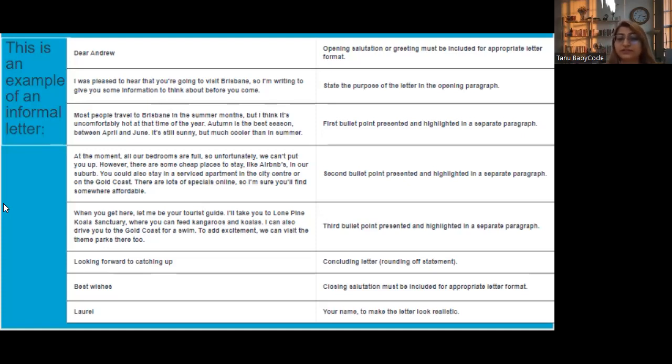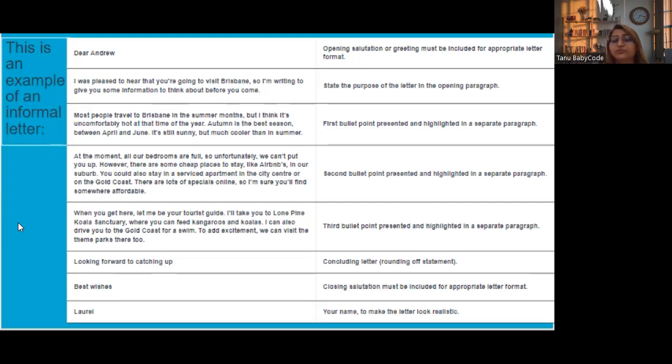The third bullet point is in a separate paragraph. When you get here, let me be your tourist guide. I'll take you to a Lone Pine koala sanctuary where you can feed kangaroos and koalas. I can also drive you to the Gold Coast for a swim. To add excitement, we can visit the theme park there too.